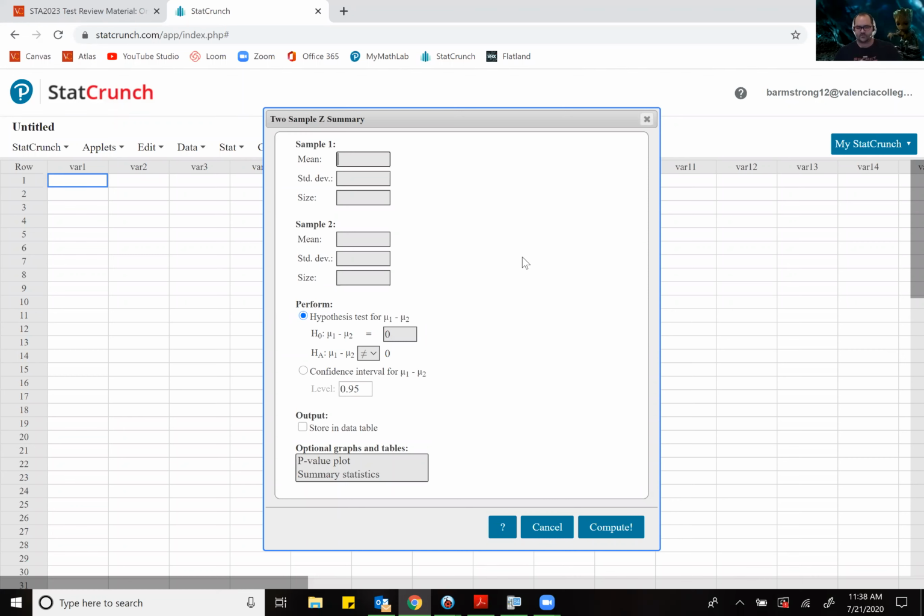So the mean should be the same as the proportion for these. Okay. So let's make sure that we find everything correct here.